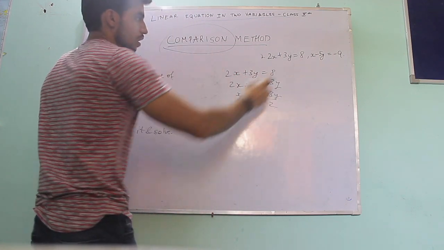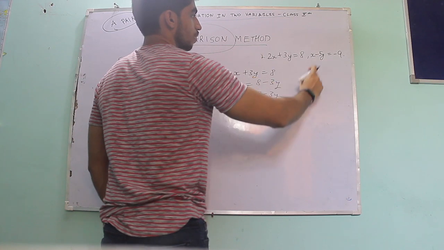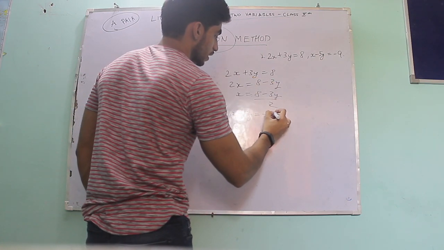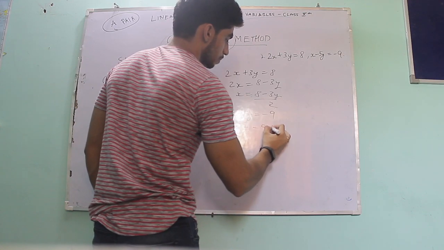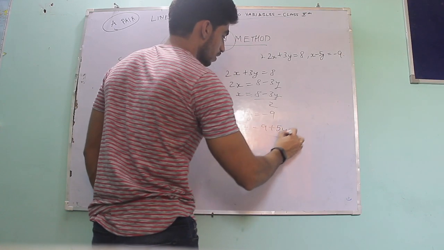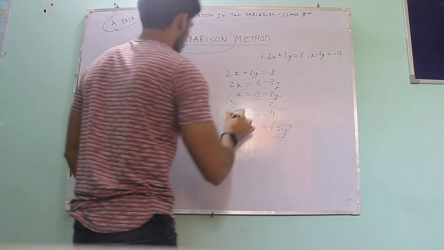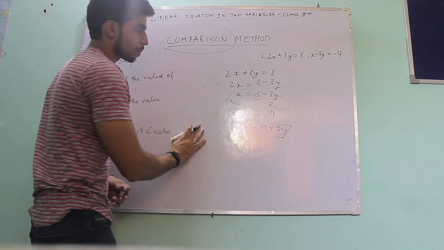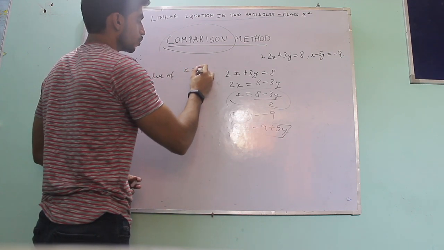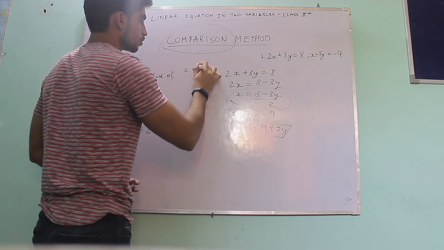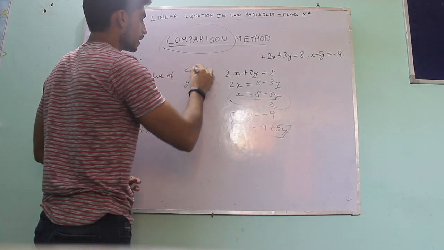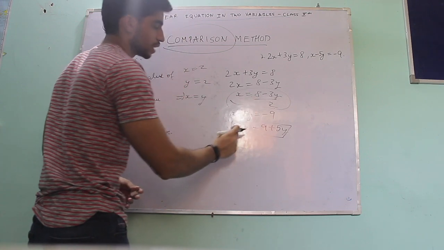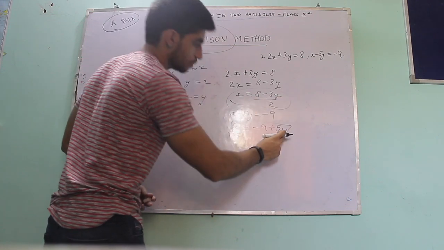The second step is again this variable in terms of the other from the second equation. So x minus 5y is equal to minus 9, so x will be minus 9 plus 5y. So we have done the first and the second step. Now the third step was compare it and solve it. Let's compare these two. Suppose x is equal to z and y is equal to z, that implies that x is equal to y. Similarly, this is equal to this.